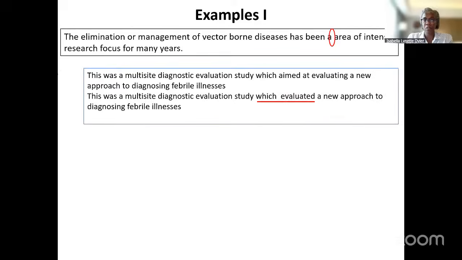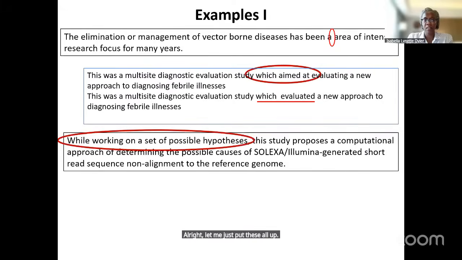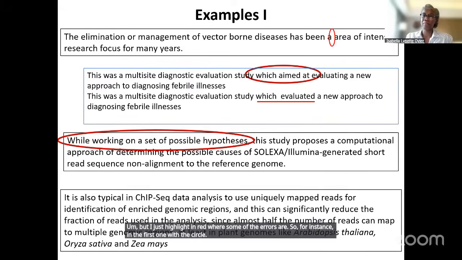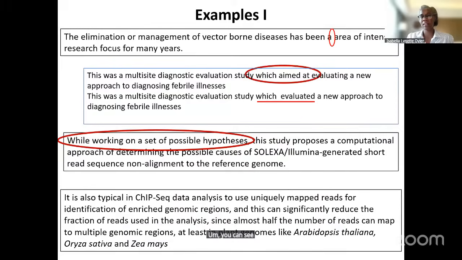Sorry, let me just put these all up. Okay, so this is some writing I took from one of my students. I did get approval to share. But I just highlighted in red where some of the errors are. So for instance, in the first one with the circle, you can see there's a grammatical error. It's not a area, it's an area. So just ensuring those corrections are done.